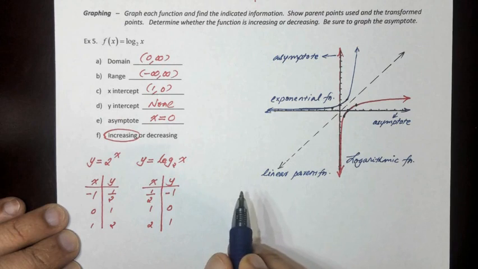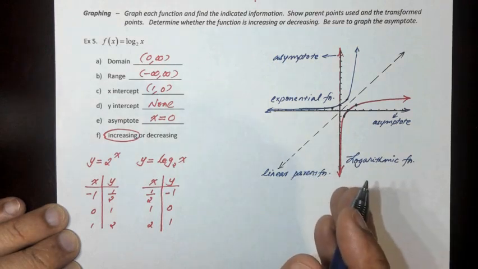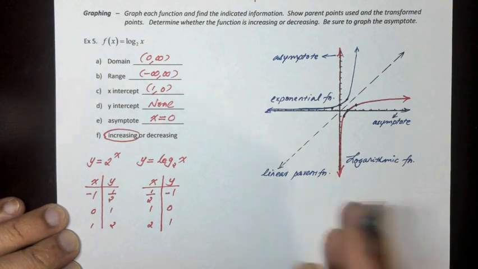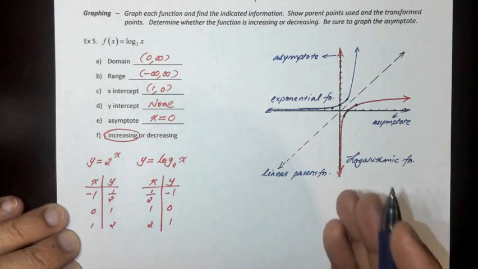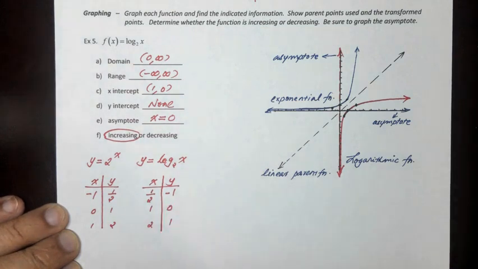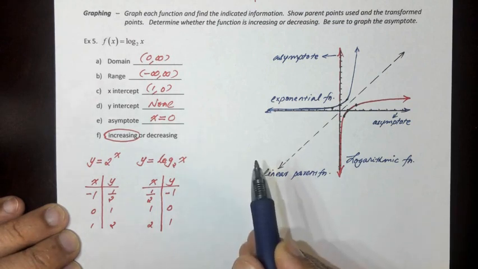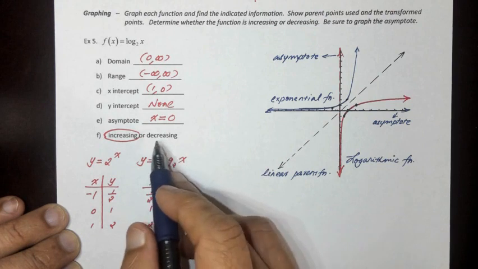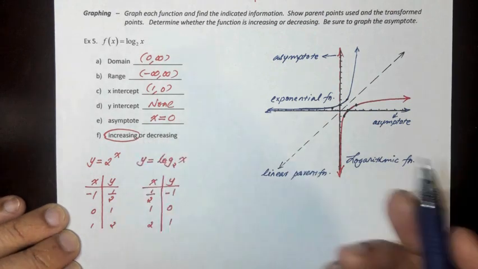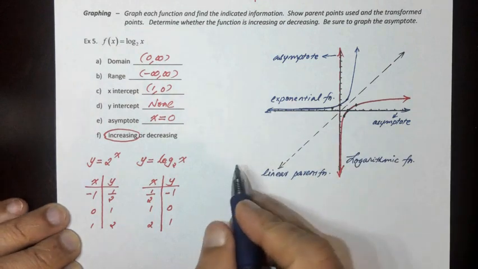One thing you need to understand: the domain of a log function is definitely restricted, and the range is all real numbers. Depending on the case, there could be an x-intercept or y-intercept, but it is not necessary. There will definitely be one asymptote, and we can determine whether the function is increasing or decreasing by looking at the graph.